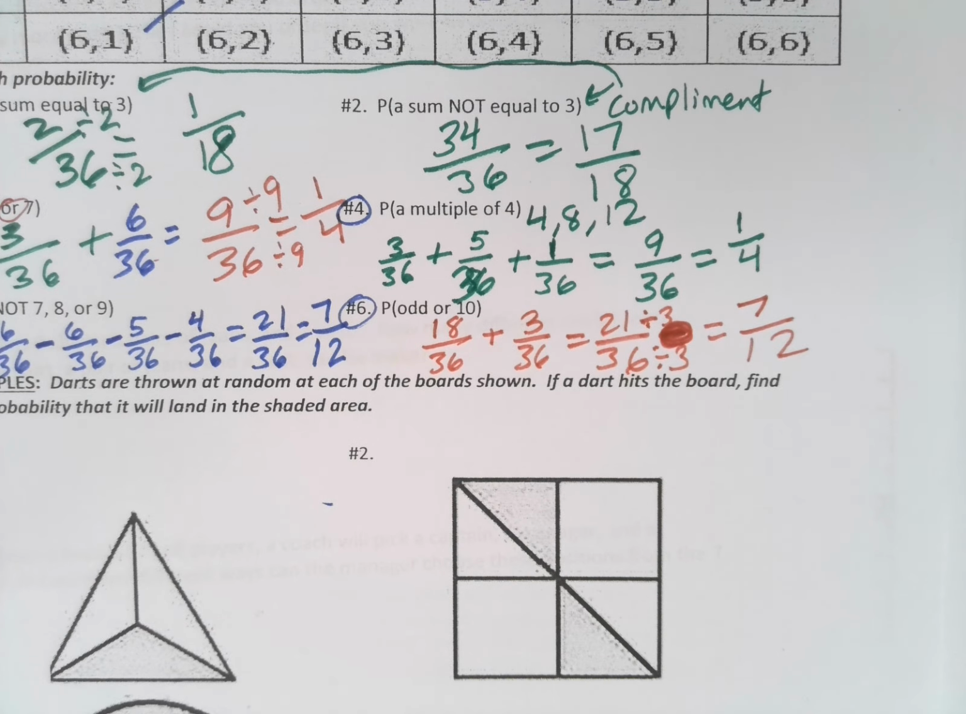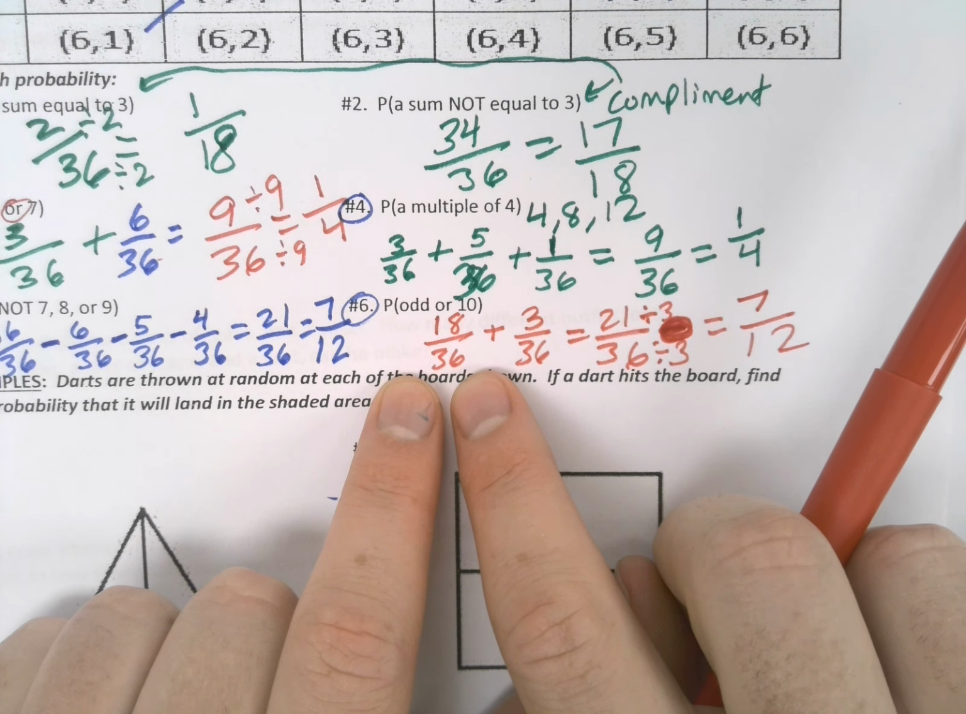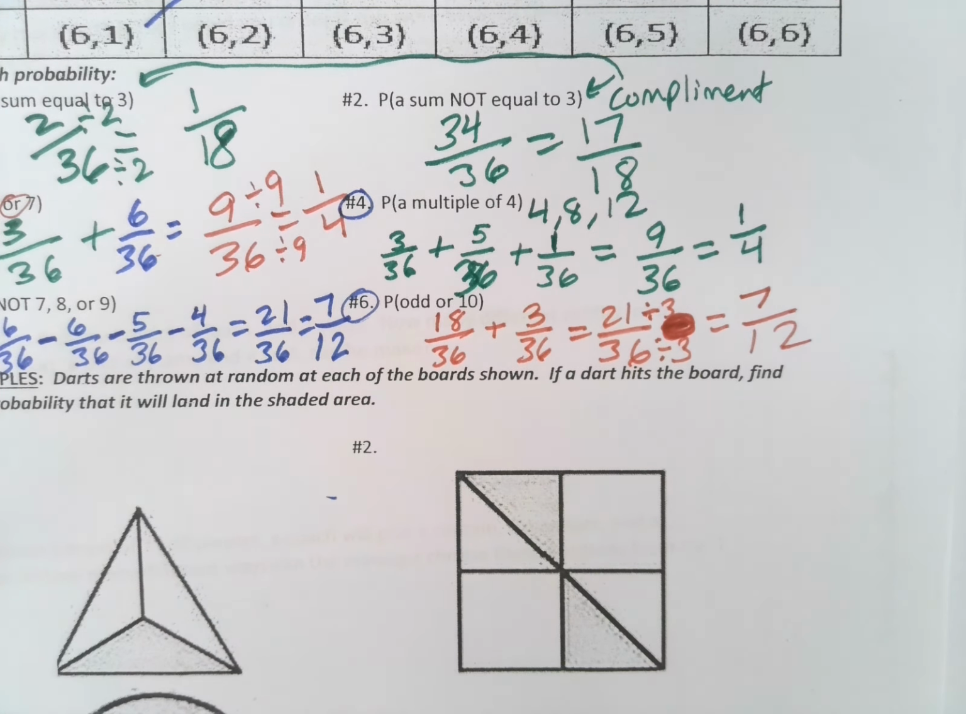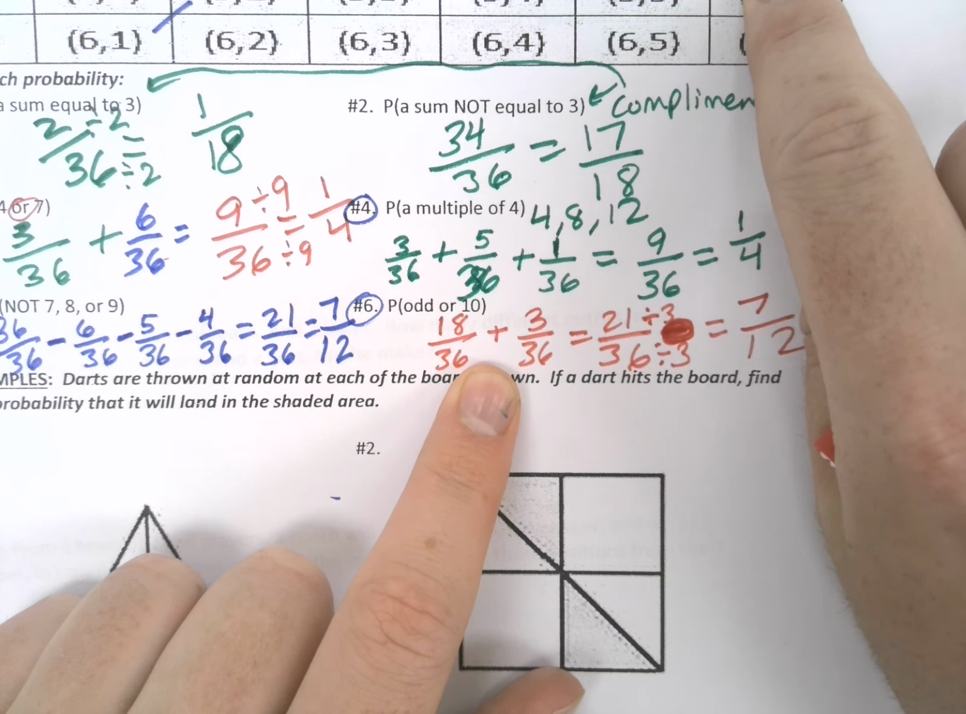And then 18 out of 36 are going to be odd, right? Because if you roll, it's either going to be odd or even. Turns out that half are going to be odd, 18, and half are going to be even, 18. So 18 options are odd, plus there's only 3 ways to get 10: 6 and 4, 5 and 5, and 4 and 6.